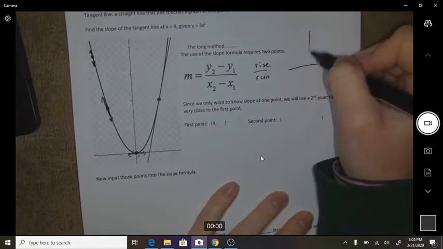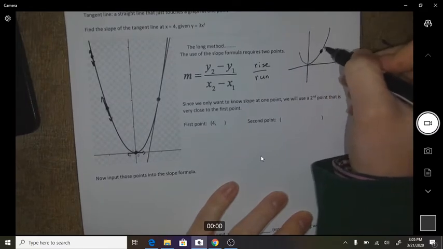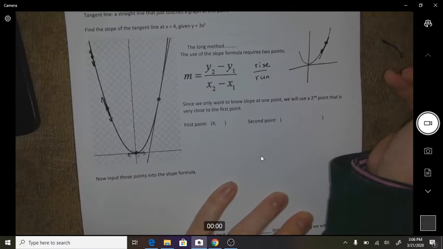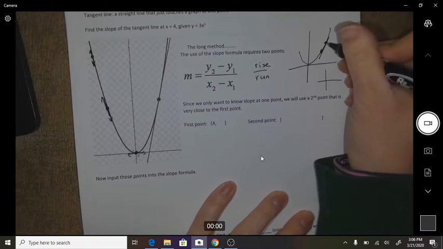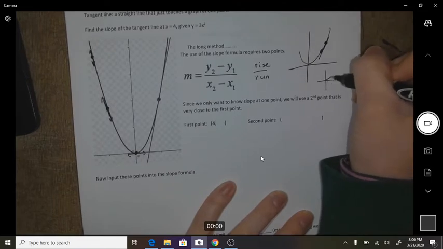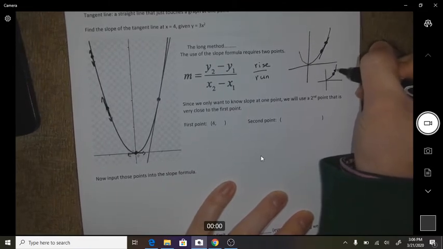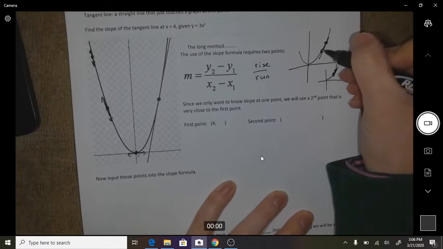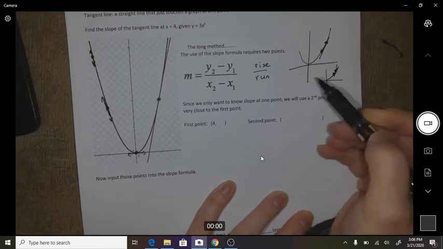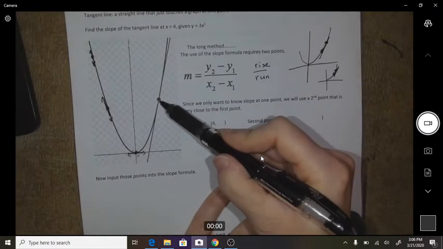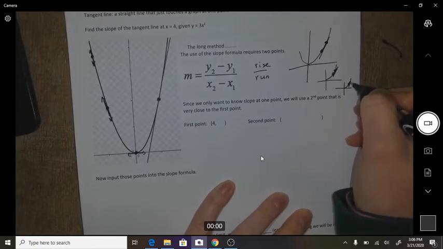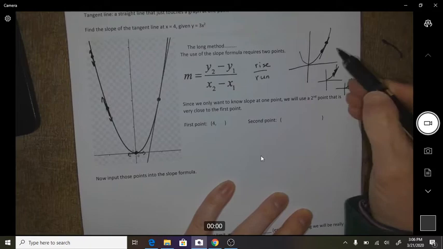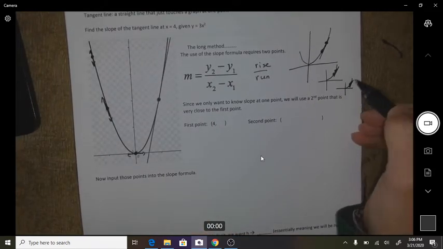I'm going to draw a separate graph over here. So for instance, that slope. And then we want this point to get closer and closer and closer to that original point, because as this point gets closer to that point, it's more accurately displaying the slope at the tangent. Okay, so this slope would be more accurate than that slope because these points are closer together.